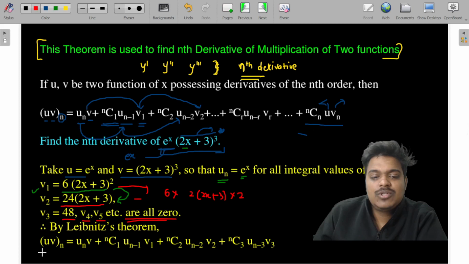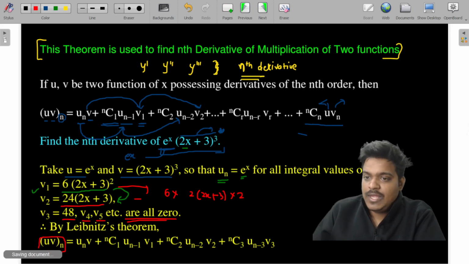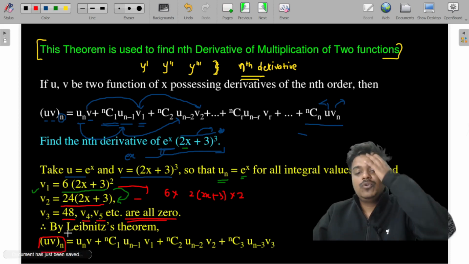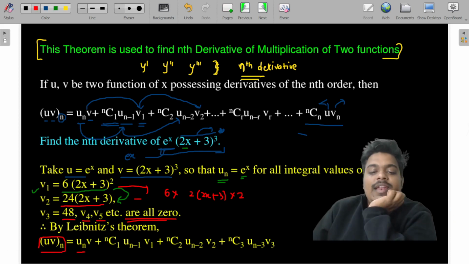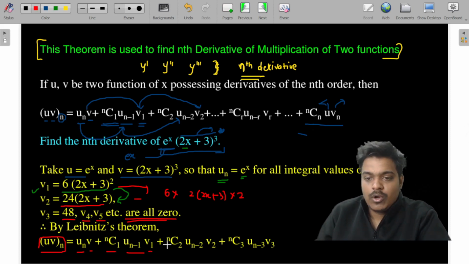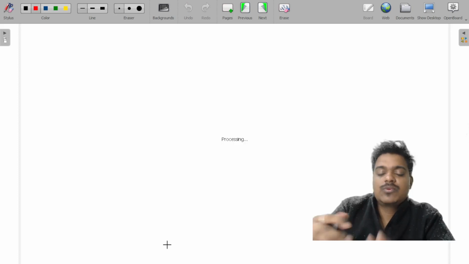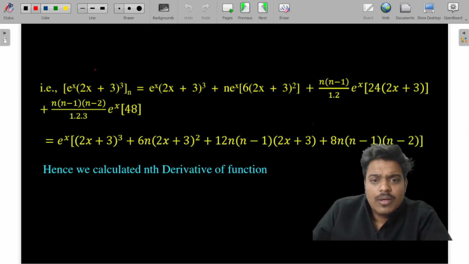Now by Leibniz theorem we know, I hope that this is clearly visible to you. By Leibniz theorem we know the nth derivative of u into v is equal to the nth derivative of u into the function v, plus nC1 (n minus 1) derivative of u and the first derivative of v, and it goes on and on. So I hope that this is clear. So we have understood the formula for Leibniz theorem. We'll solve this question for now. We have to calculate the nth derivative of this term.